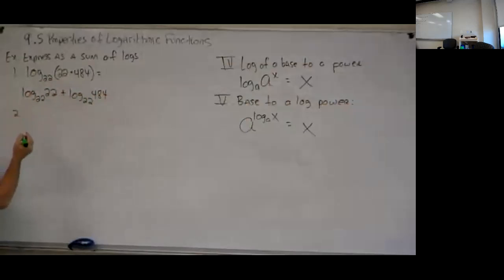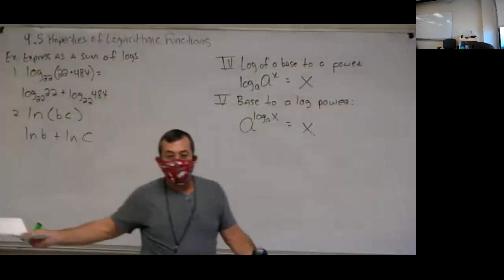Now, like I said, the next one they're doing LN of B times C. So we're going to distribute that LN to both of these factors. So I'm going to get an LN of B plus the LN of C. So remember, when multiplied, rewrite them as addition.